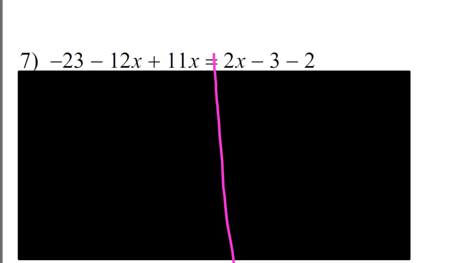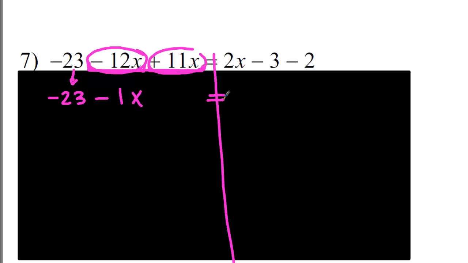Okay. On the left side of the equation, we have a negative 23, which is just a number without x. We have a negative 12 that has an x, and 11 has an x. So you put this together. Alright. We write the negative 23. You are going to put the negative 12 and the positive 11 together. So negative 12 plus 11, that's negative 1x.